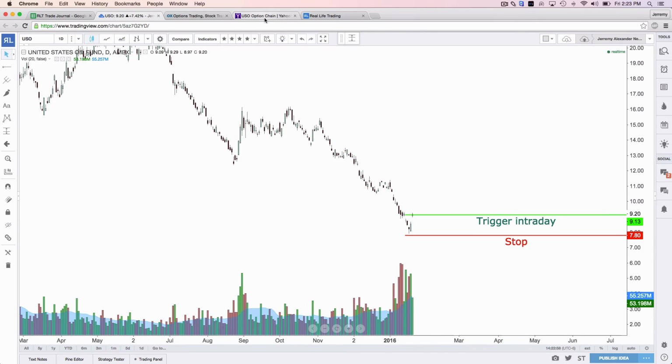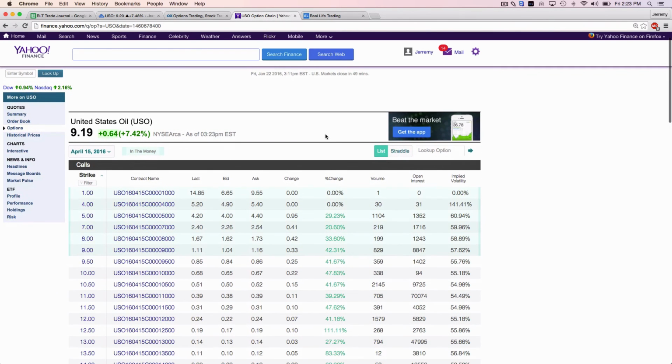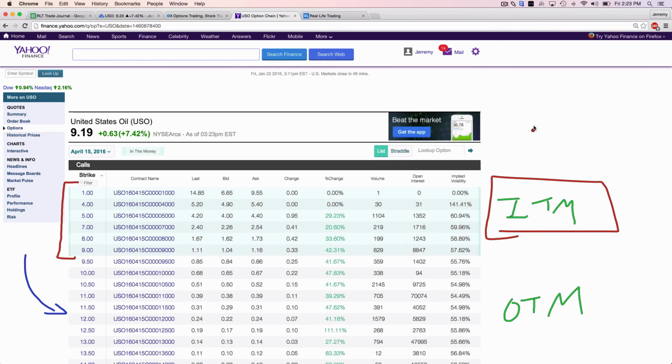What's great about this is all option chains have a little bit of a coloring. See this coloring right here on USO? This is like light blue, and then this is like light white. This coloring shows you something that's called in the money and out of the money. In the money options are the safest to buy because they are the least volatile.